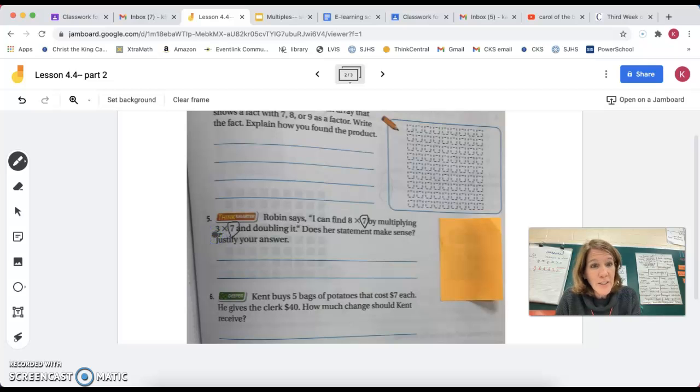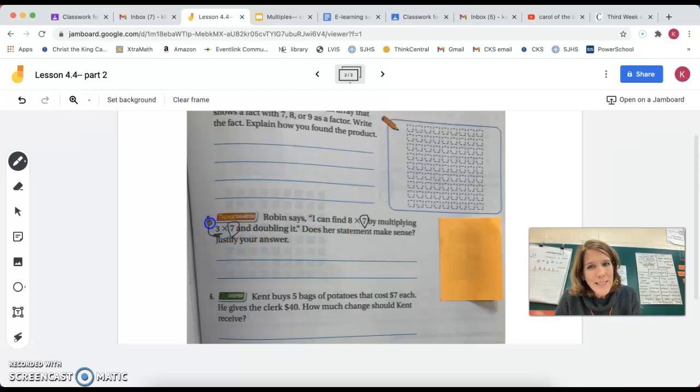Is 3 doubled 8? No, 3 doubled would be 6, right? So if I double 3 times 7, I'm finding the answer to 6 times 7, not 8 times 7.